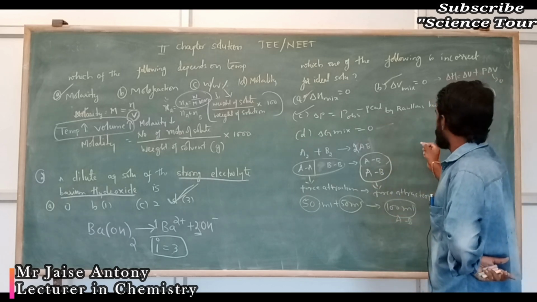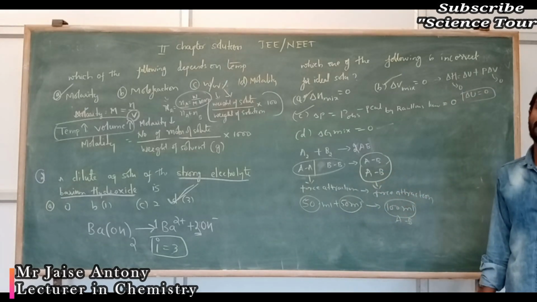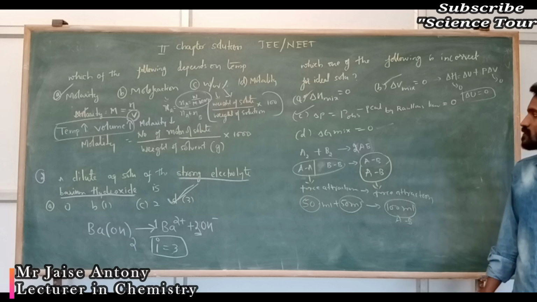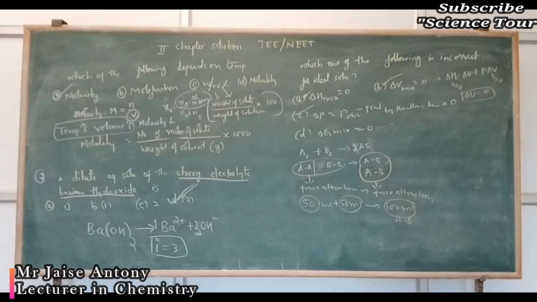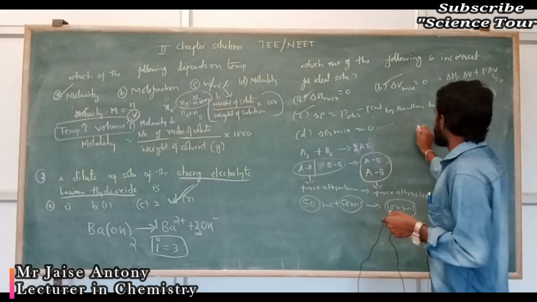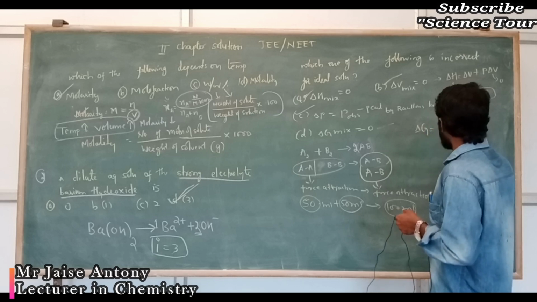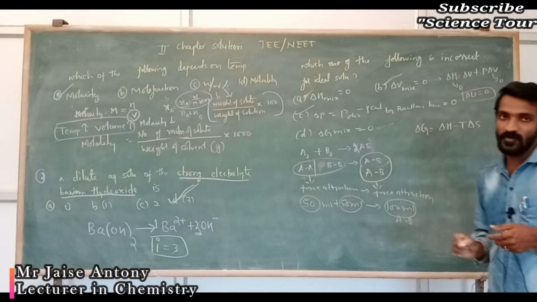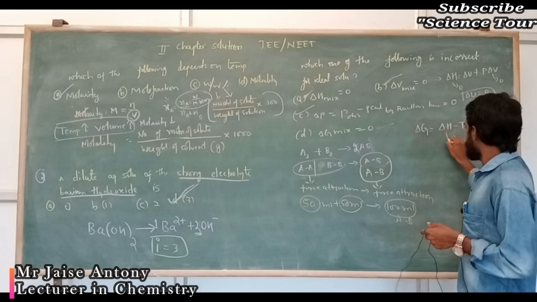Incorrect. For this one you have to check delta V mix is equal to 0. Which formula do we use for checking delta G mix is equal to 0? I have to check delta G is equal to delta H minus T delta S. From where are we getting this formula? From the thermodynamics chapter, remember. Here you can see that delta H is equal to 0.